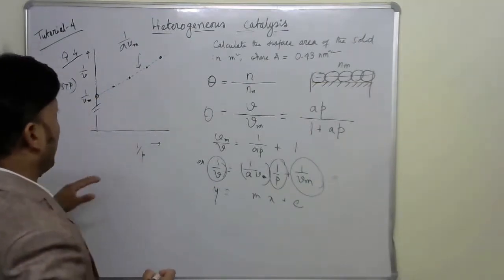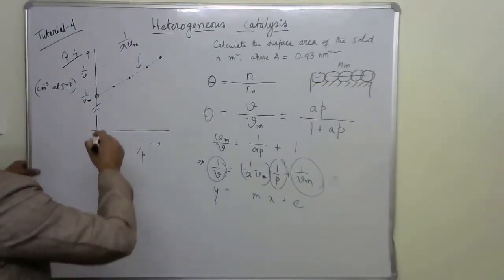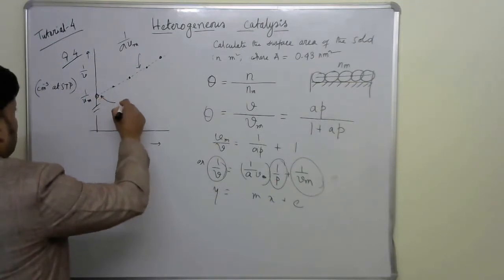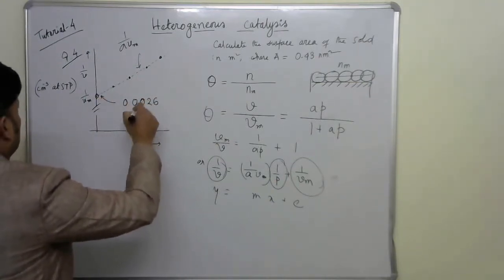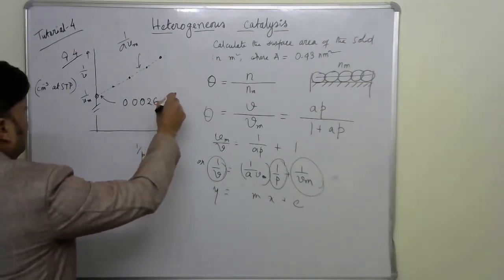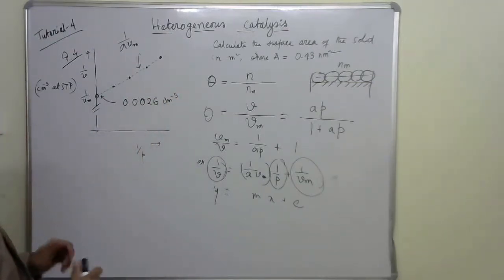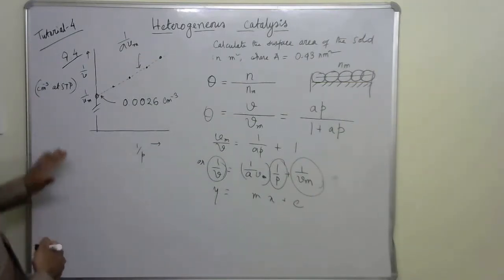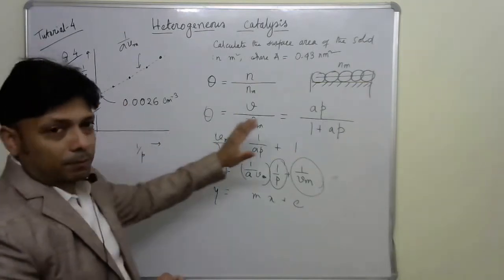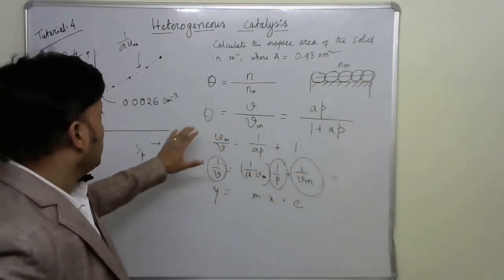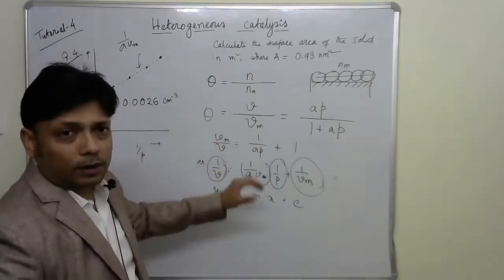If you look at the given question, this data is given as 0.0026 centimeter cube inverse. From this, we are supposed to find out Vm, the volume required to cover the complete monolayer.